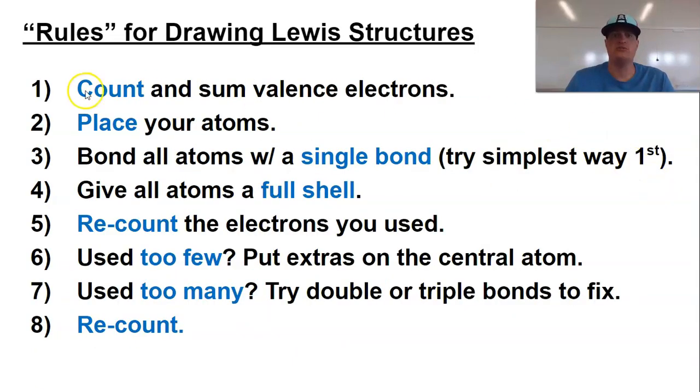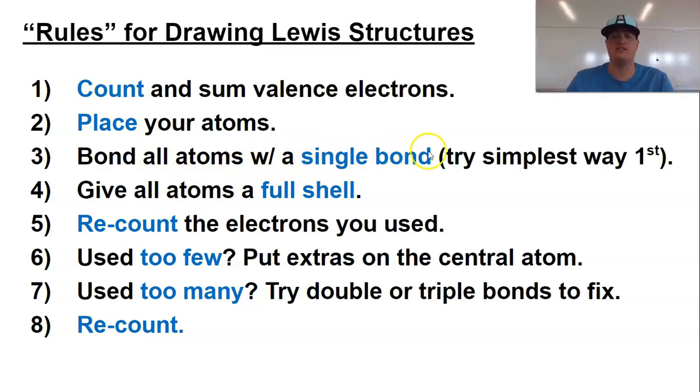Now you've got your rules. Count and get all your valence electrons. Make sure you do that accurately. Keep in mind what ions will have. If there's a 2 minus or 1 minus, that'll be more electrons. And if they're plus, like NH4 plus, that'll be fewer electrons. Place your atoms. Again, you want to put the ones that are least electronegative in the center, without your carbon and hydrogen, or without your hydrogen and your halogens, group 17.